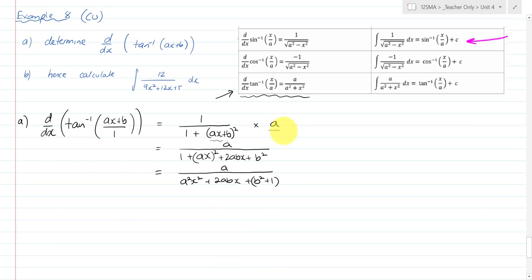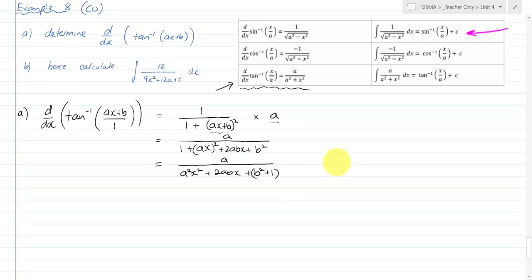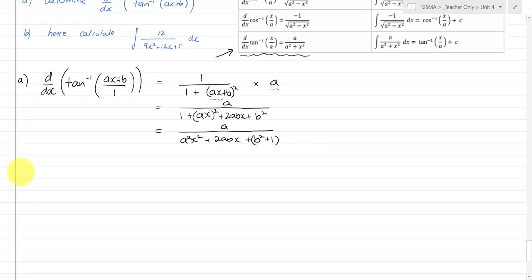And there's not much more to do. It's a really simple chain rule application of this. But now, part B is asking me to calculate this integral. So what I've got, and I'm going to line this up here, is I've got the integral of 12 over 9x squared plus 12x plus 5.